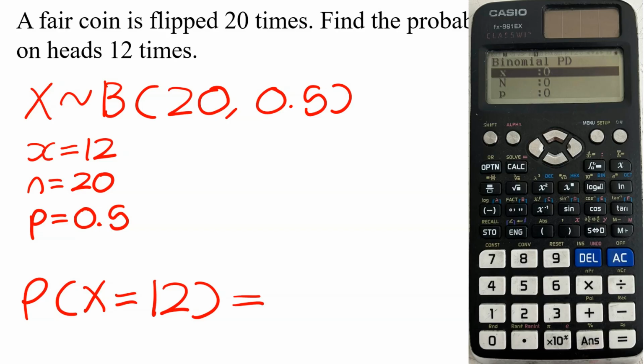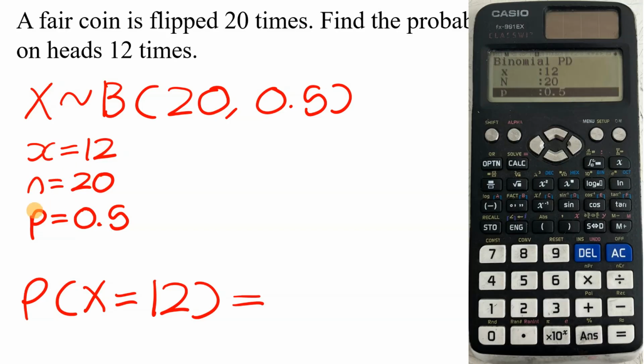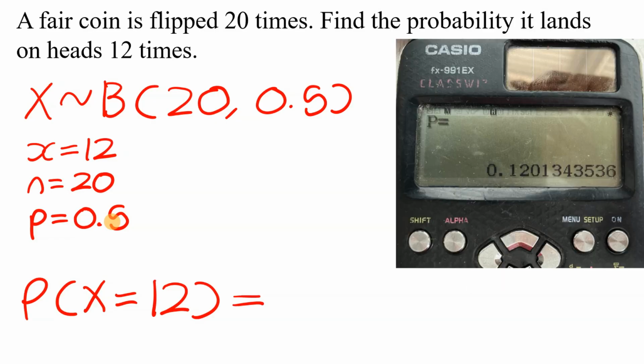So as we've already said, x is equal to 12, n is equal to 20, and p is equal to 0.5. Now, if you put these values in and then you press equals, it comes up with the probability. So in this case, to 4 decimal places, it's 0.1201. This is the probability that x is equal to 12.